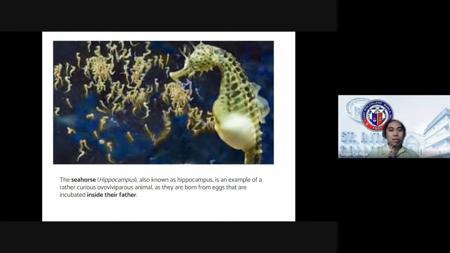Ang kaibahan lang sa seahorse, ang father ang nag-incubate ng egg inside their father. Diba?